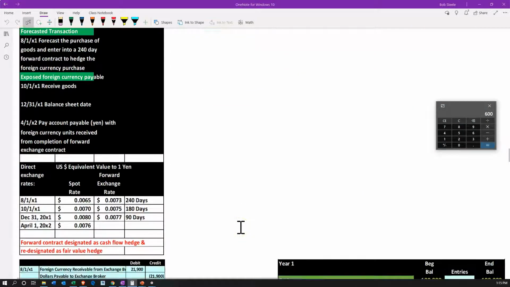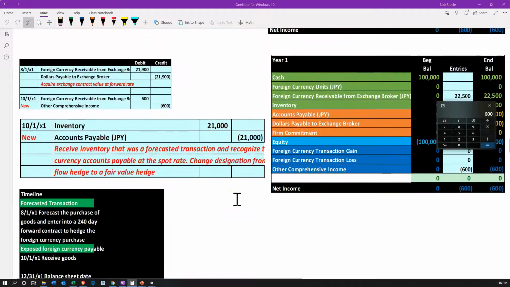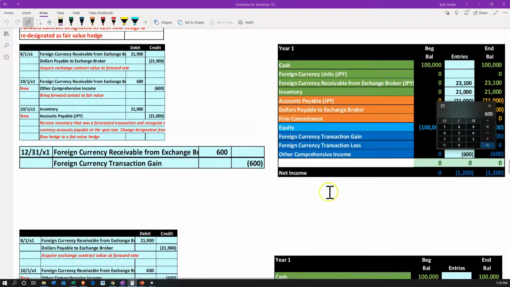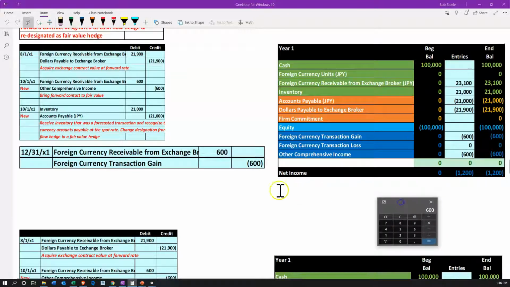Why is it a gain? Well, last time 1 yen was worth $0.0075. Now 1 yen is worth $0.0077. The yen has gotten stronger, and we're talking about a receivable here, which means we're going to get paid in yen. We're going to get paid in something that has more purchasing power than it did before. That then is a gain to us. So gain makes sense. The foreign currency receivable is going to be the debit. Then we're going to have the foreign currency transaction gain as the credit.